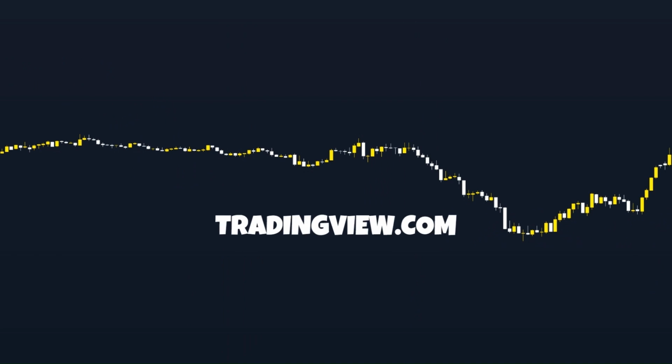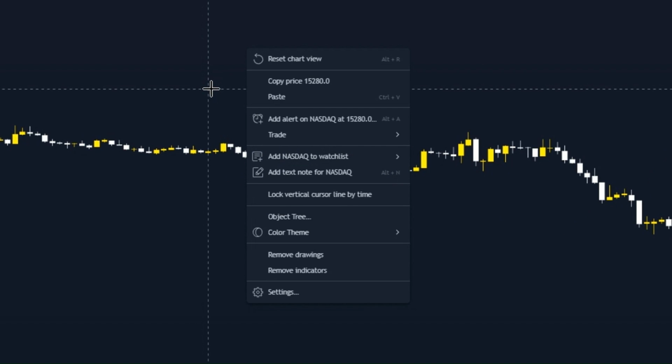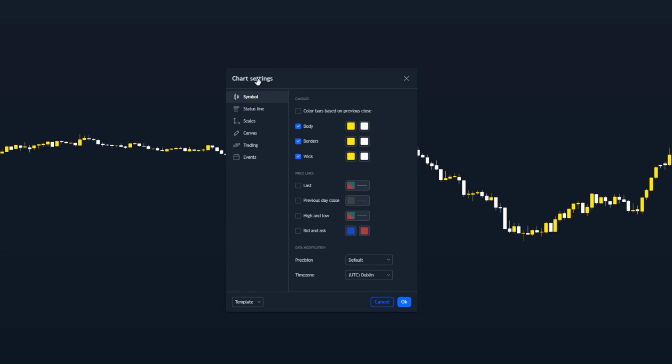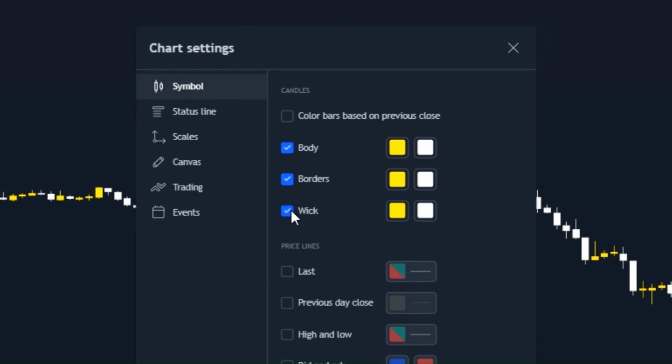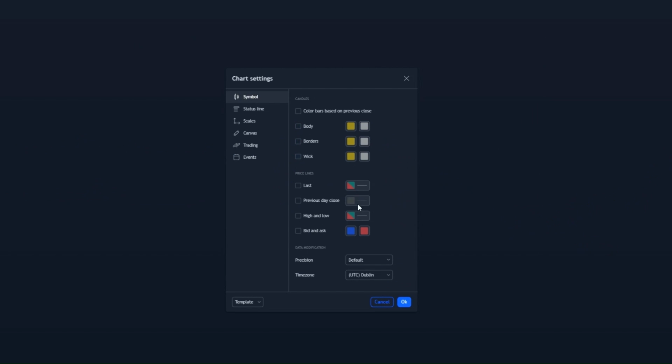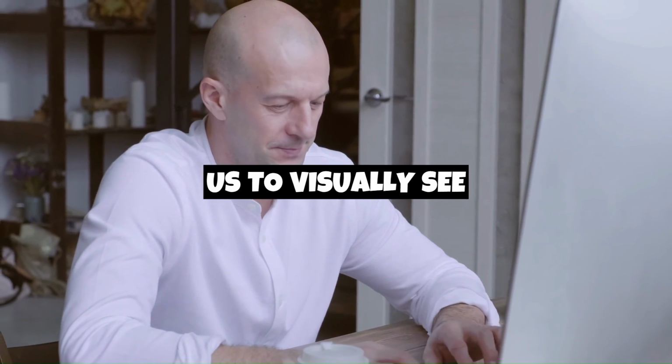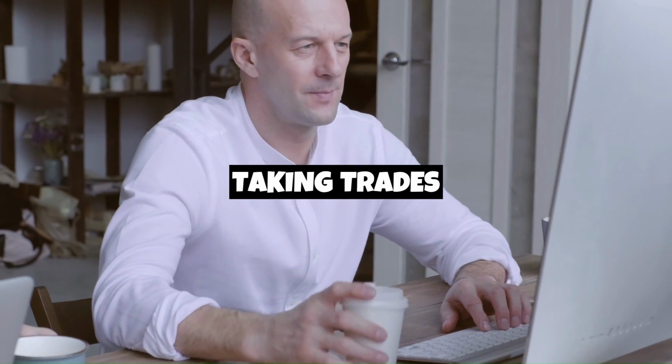Okay, so we are on TradingView.com and the first thing we're going to do is right click and go down to settings. Once you're on the chart settings right here, we're going to remove body, borders and wick. For the first indicator we're going to add is Sessions on Chart, and it just allows us to visually see exactly when we need to be taking trades.